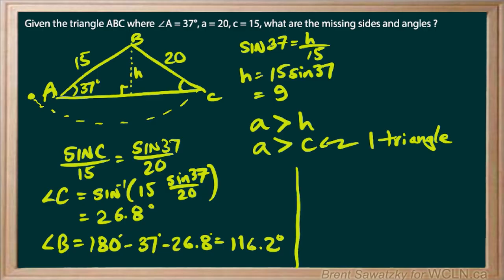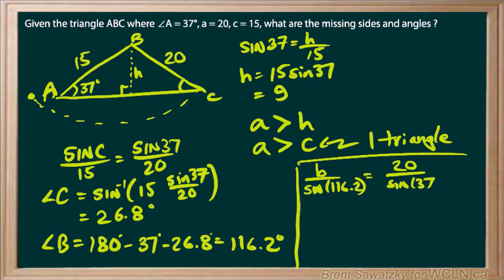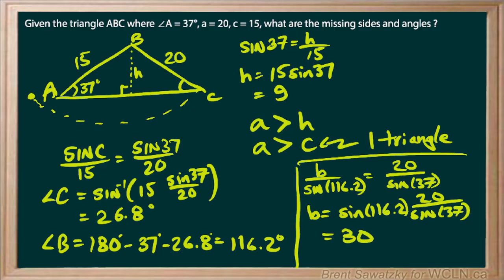So we could carry on here, and we could just say that B over, across from B we now know to be, sine 116.2 is equal to 20 over sine of 37. And you could also use the cosine law from there, but this will work fine. So B is sine 116.2, 20 over sine 37. And so we work that out, and it comes out to be 30. And so there we are. We're all done.